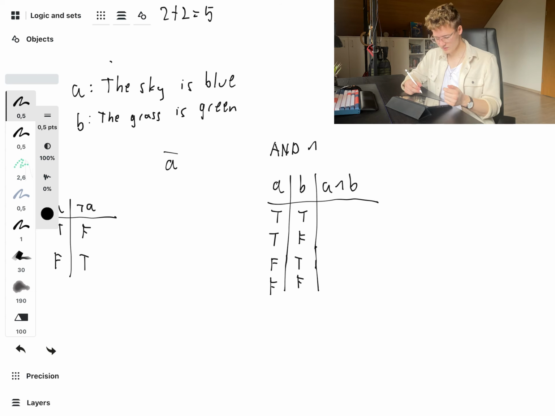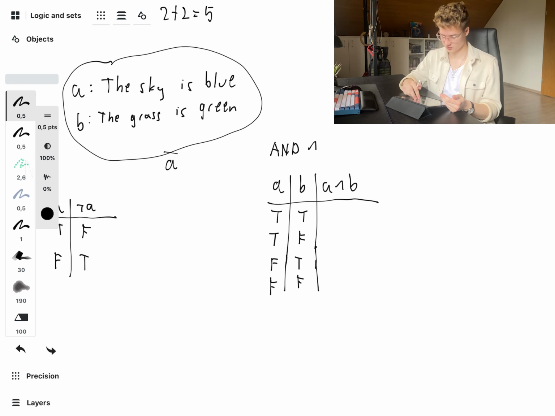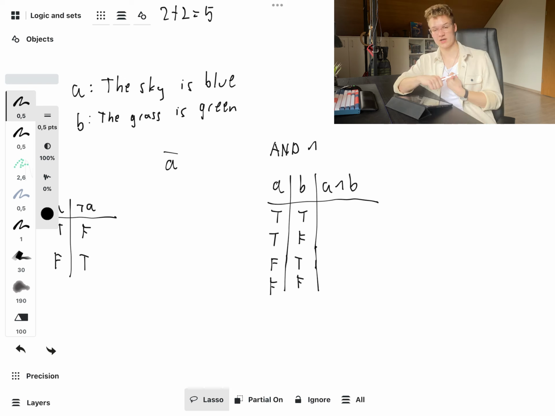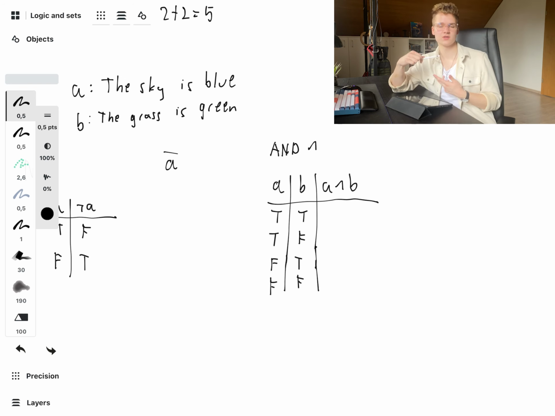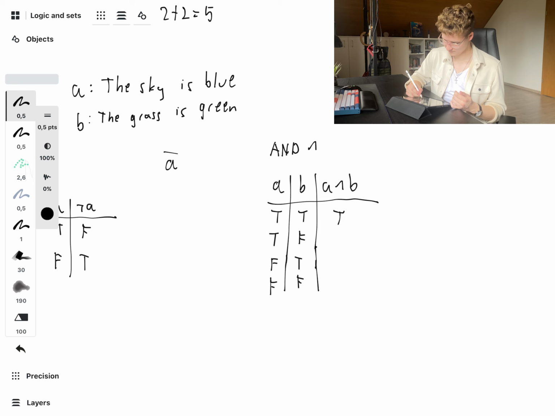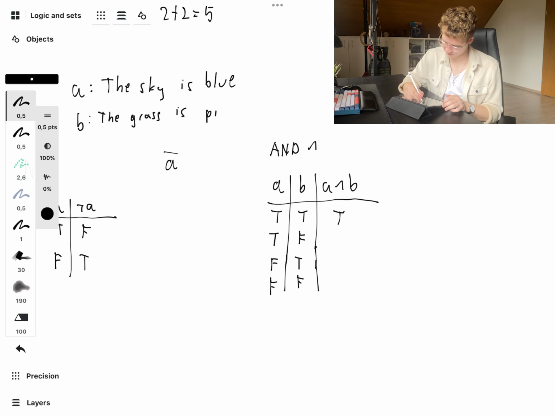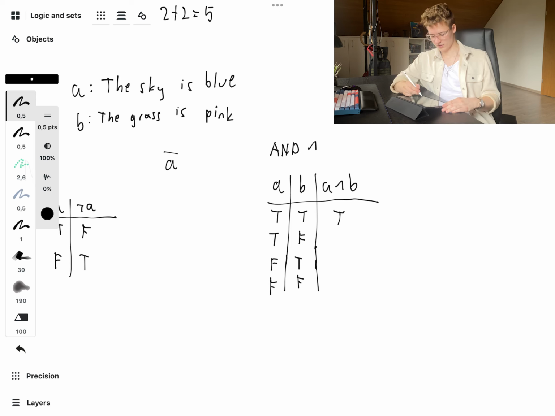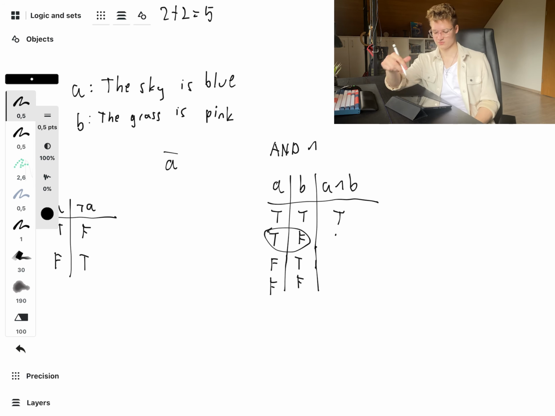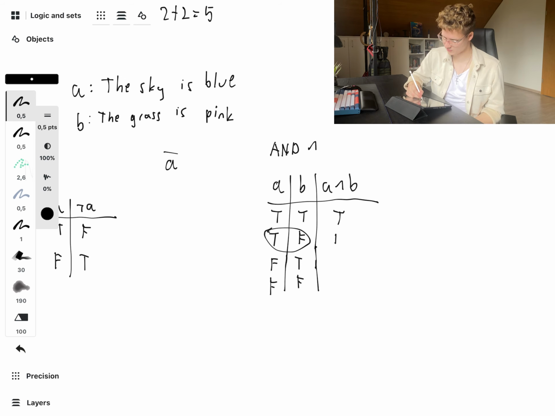Now, if both of the statements are true, so for our example, they are indeed true, the statement the sky is blue and the grass is green has to be correct. Now, say that our statement was the grass is pink. Now we have this example. So the sky is blue and the grass is pink. Is this statement correct? No, it is not, because the grass is not pink. So the truth table here would be false.